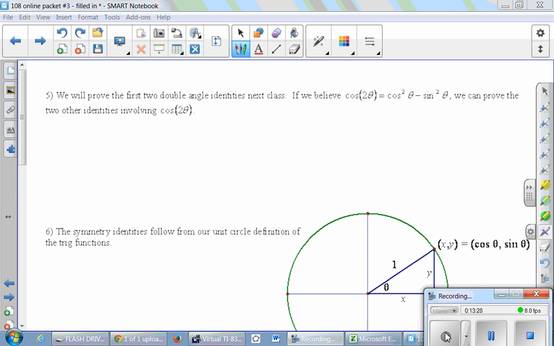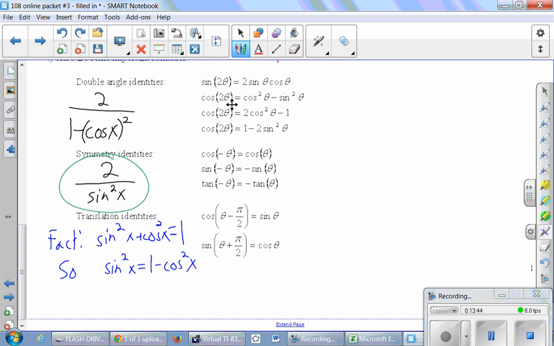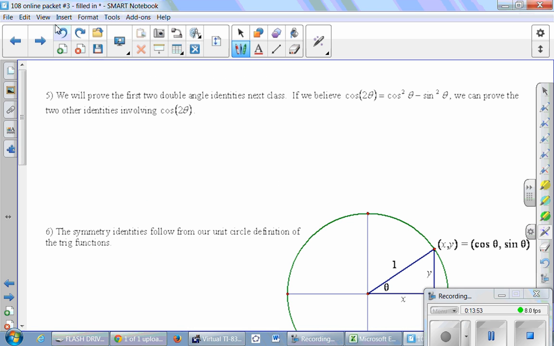Number 5, we will prove the first 2 double angle identities next class. If we believe cosine 2 theta equals cosine squared theta minus sine squared theta, we can prove the 2 other identities involving cosine 2 theta. To be honest, there's no reason you should believe this at this moment, but if you can just bear with me and wait until next class when I will prove to you that this equation is true, then we can prove these other 2 right now, and it's pretty easy to do so. So let's give it a shot.